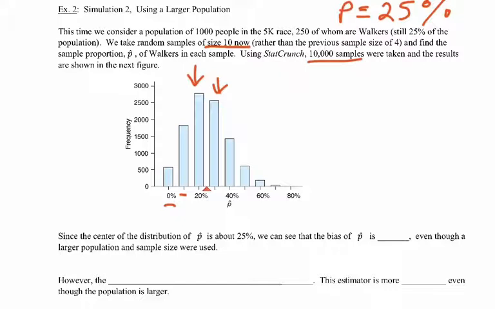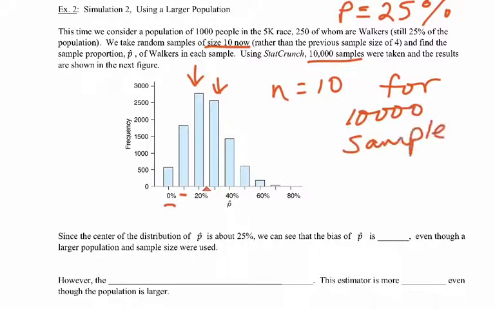This time, because my entire sample can be walkers, if my sample is 10 people and there's 250 walkers in the population, I could have anywhere from 0 to all 10 be walkers. And so that's what this histogram is telling you. All right, so let's make a few notes here. n is 10, and this time we're looking at 10,000 samples.